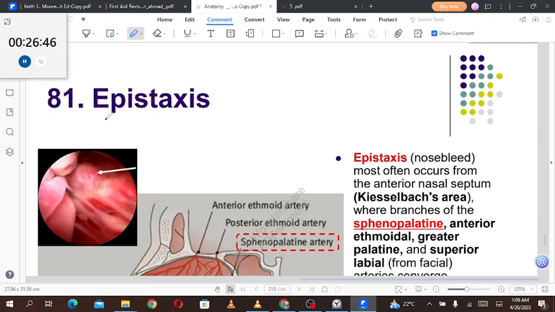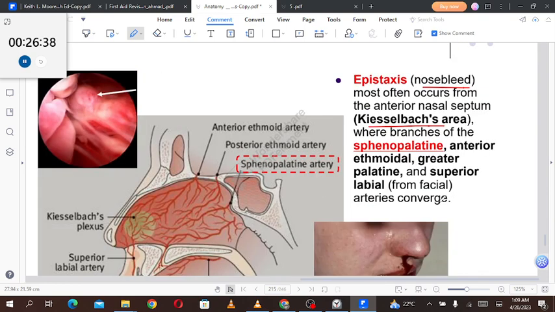Then we have epistaxis. Epistaxis means blood coming out of the nasal cavity. Epistaxis or nosebleed most often occurs from the anterior nasal septum due to the Kiesselbach area. This is the Kiesselbach area. It is present on the anteroinferior part of the nasal septum, where the branches of the sphenopalatine, anterior ethmoidal, greater palatine, and the superior labial from the facial artery converge.